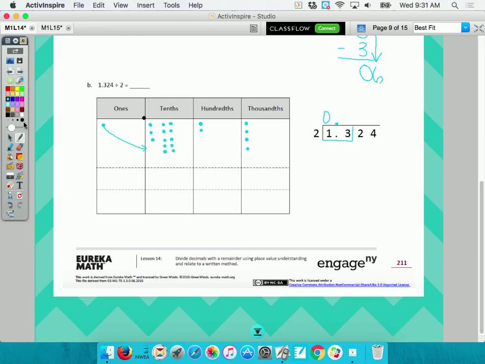So how many would be in each group then? 13 divided into 2 equal groups. 6. And what is 2 times 6? 12. So over here, I know I have 6 in each group. 6 times 2 equals 12.